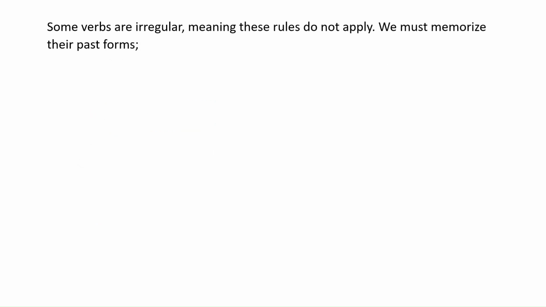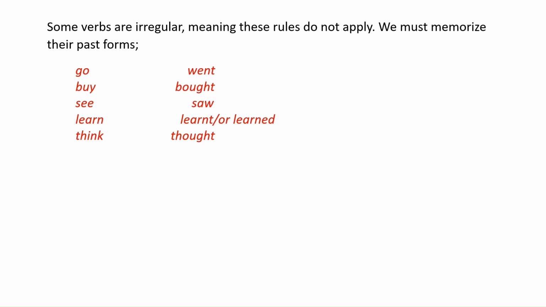Some verbs are irregular, meaning these rules do not apply. We must memorize their past forms. Those verbs like go becomes went, buy becomes bought, see becomes saw, learn becomes learned or learnt, think becomes thought, do becomes did, have and has become had, eat becomes ate, make becomes made, wear becomes wore, etc.